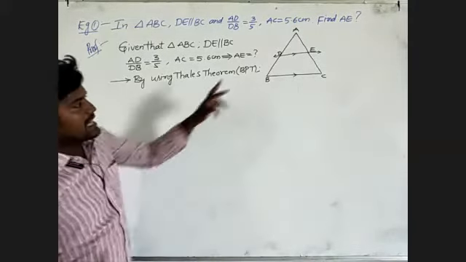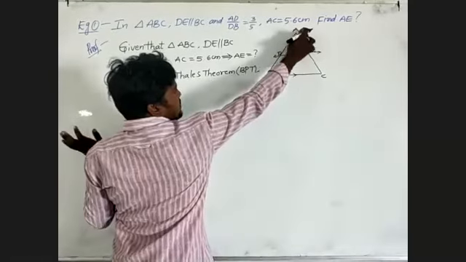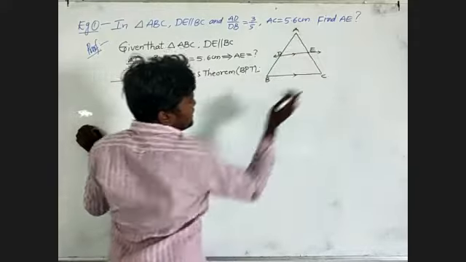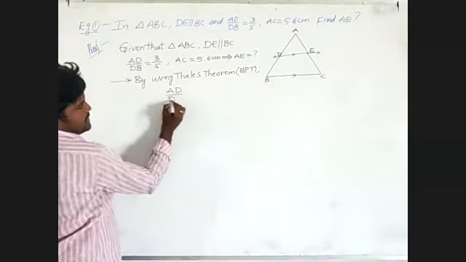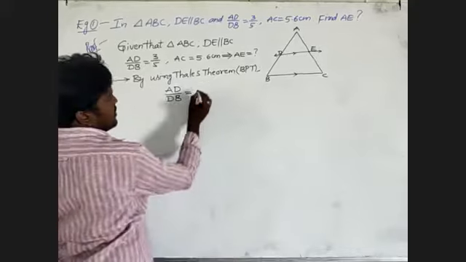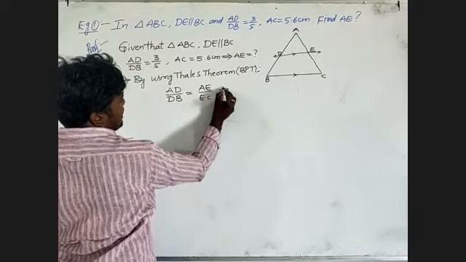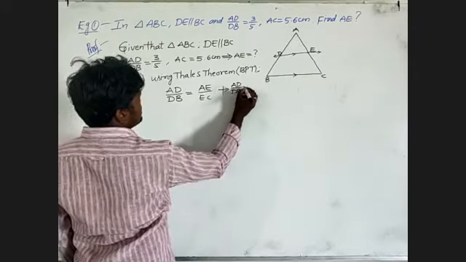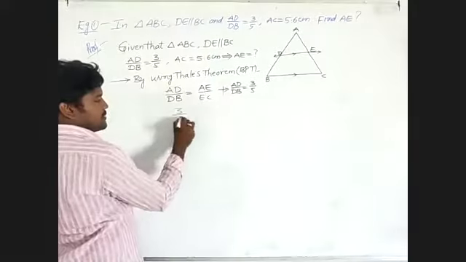That means the given two sides are divided in the same ratio, which I will write as AD by DB equal to AE by EC. That is, AD by DB is equal to AE by EC. By the above condition, one value is given, AD by DB, that must be equal to 3 by 5. AD by DB, we have to substitute 3 by 5 is equal to.